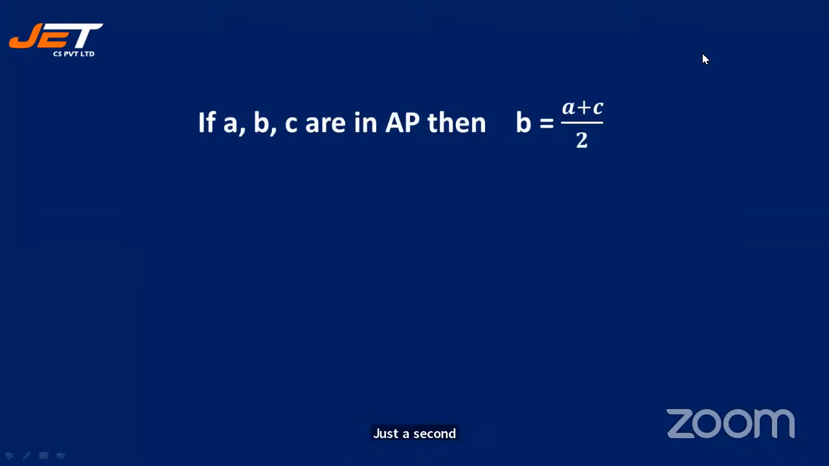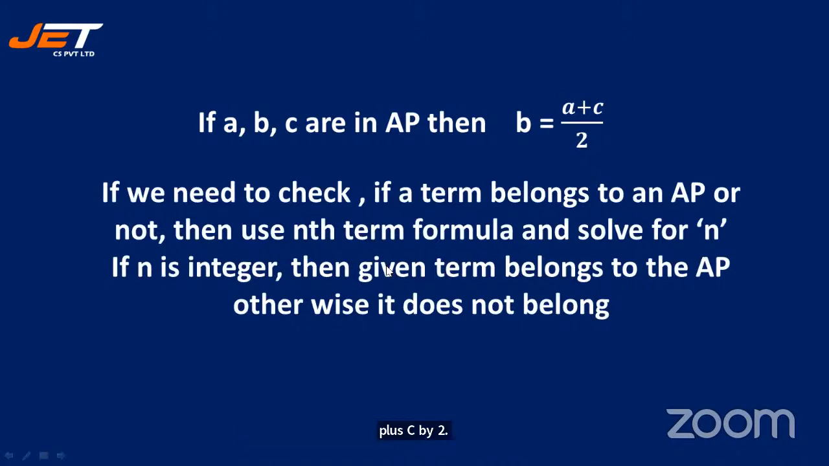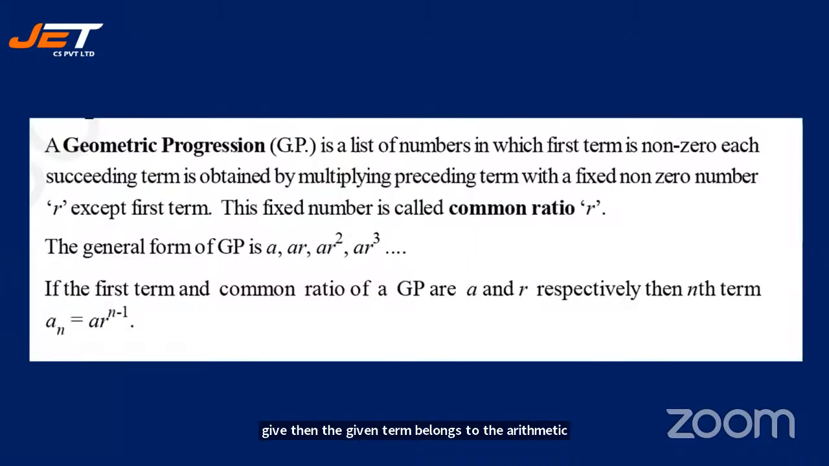Right. So if a, b, c are in AP, then b is equal to a plus c by 2. If we need to check if a term belongs to an AP or not, then use the nth term formula and solve for n. If n is an integer, then the given term belongs to the arithmetic progression. Otherwise, it does not belong.